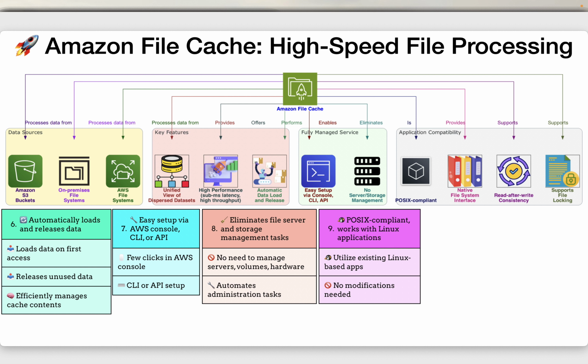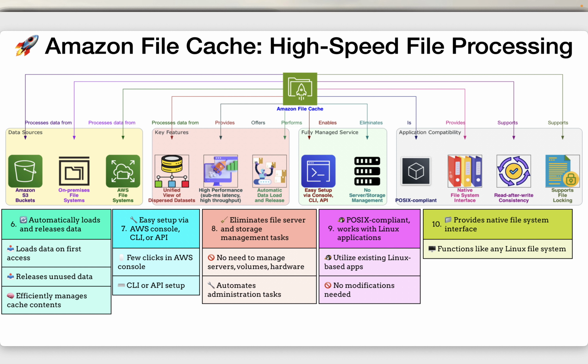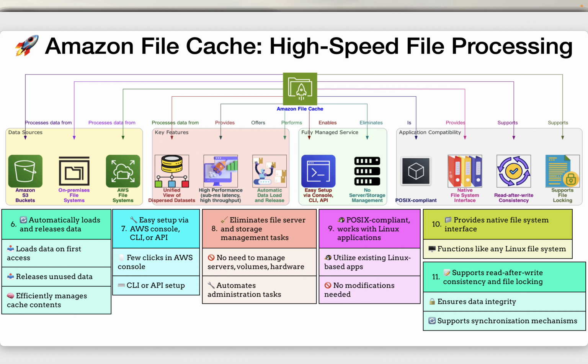Amazon File Cache is POSIX compliant, allowing users to utilize their existing Linux-based applications without any modifications. The service provides a native file system interface and functions like any other file system with Linux operating systems. Amazon File Cache ensures read after write consistency and supports file locking mechanisms for data integrity and synchronization.